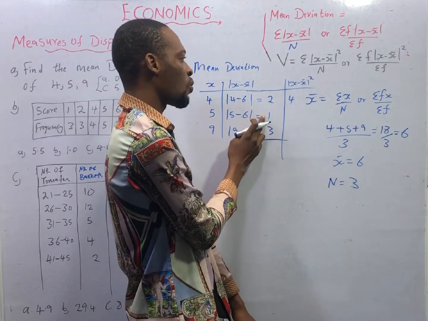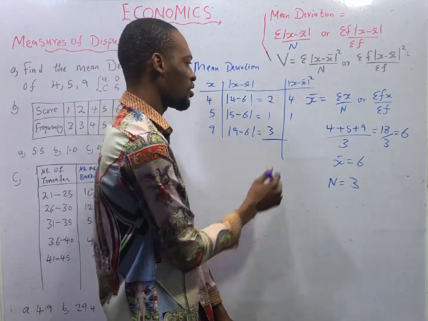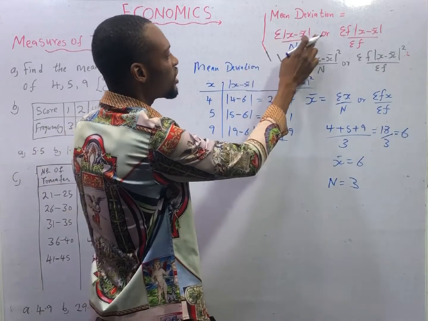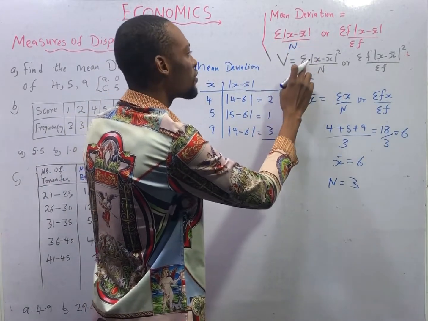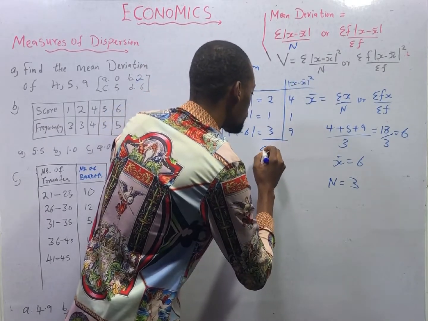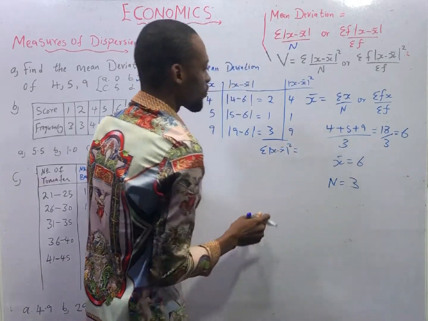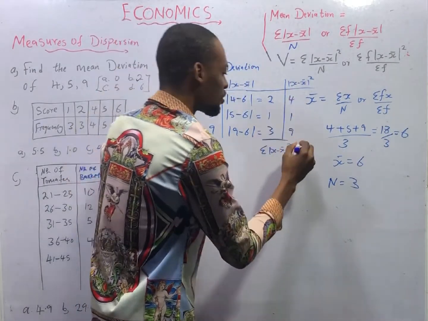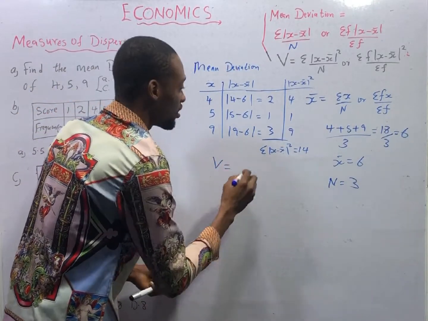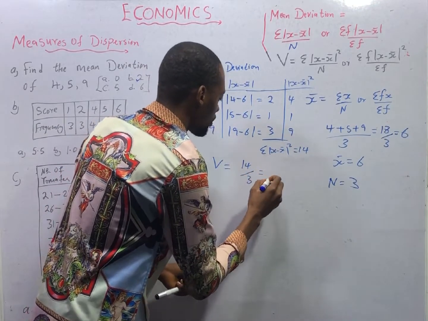Here will be 1 squared, that is 1. Here will be 3 squared. If I am not wrong, that will be 9. Which means instead of just summation of s minus s bar over n, we now have summation of s minus s bar squared. The sum of s minus s bar squared is equal to 9 plus 1, 10, plus 4, is equal to 14. And variance is therefore 14 over n, that is 3. This is the variance.